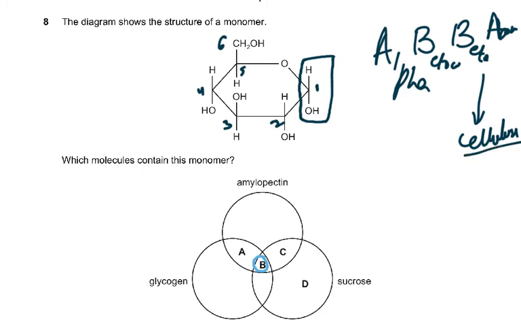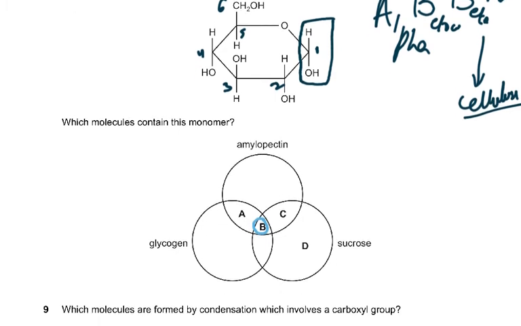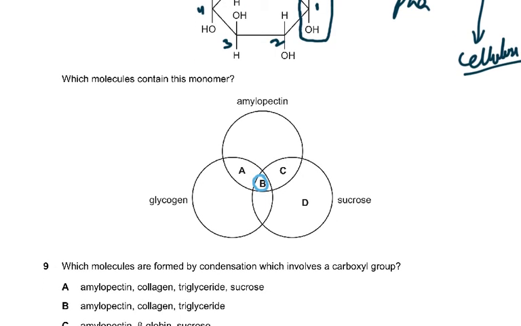So which molecules contain this monomer? We have amylopectin, which is a part of starch and is alpha glucose. Glycogen is also alpha glucose, and so is sucrose. So B would have all three present. A was incorrect because it had just amylopectin and glycogen. C was incorrect because it had just amylopectin and sucrose. But B was correct because it is present in all three of them. So this is what we had to understand about this.